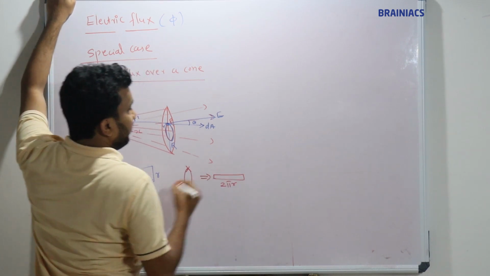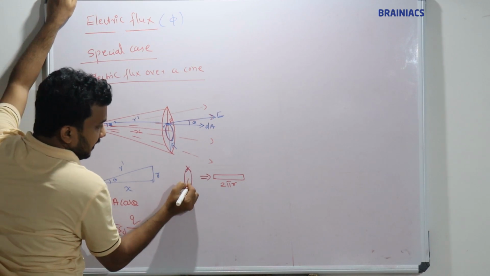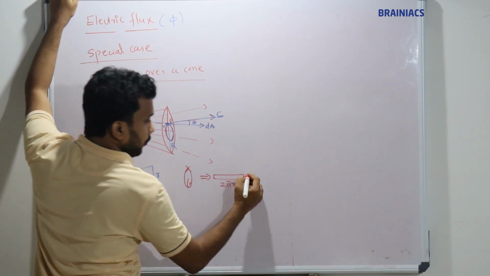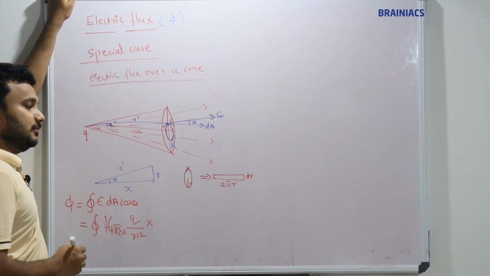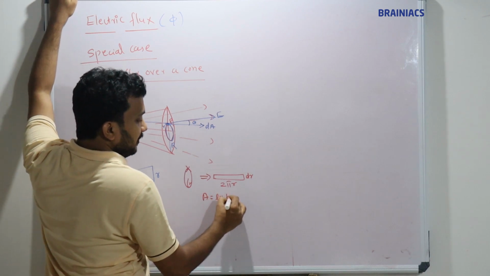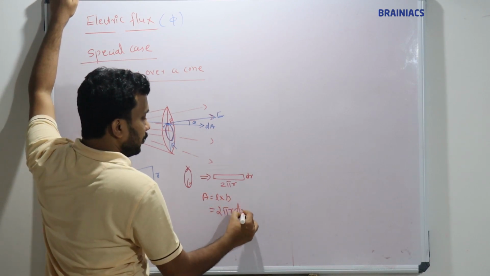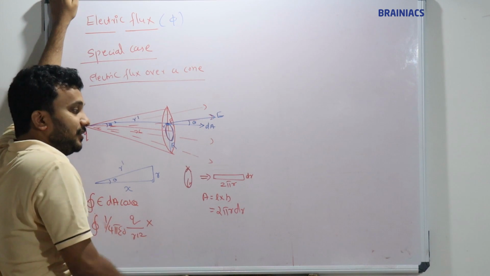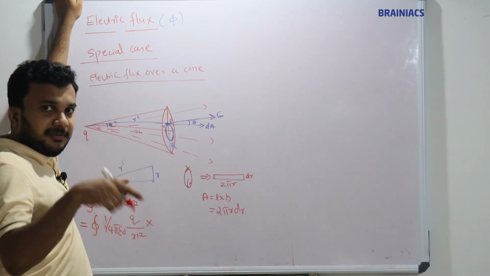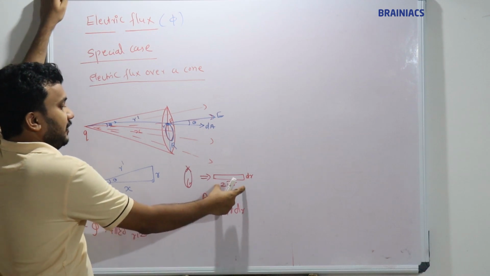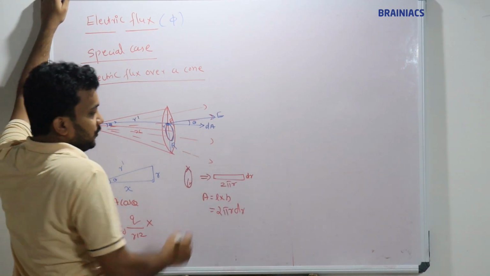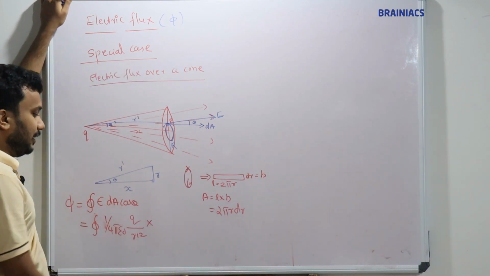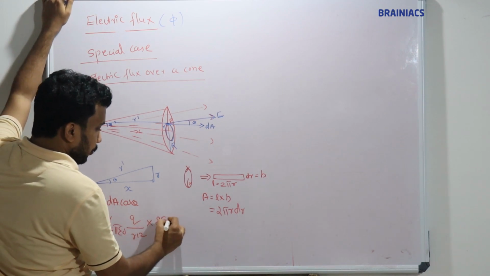Its length is 2 pi r, because if the radius is r, then the length is 2 pi r, and the breadth is dr, always remember. So area will be equal to length into breadth, which means 2 pi r into dr. This concept is from mathematics: if you have a ring, cut it and put it in a straight wire, its perimeter is equal to its length. So L will be equal to 2 pi r, and dr is the breadth. Area is length into breadth. We are substituting here: 2 pi r into dr.